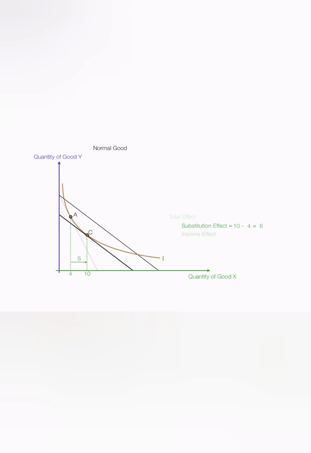Now I will move the budget line back to its correct location, which is point B right there. Again, to do the substitution effect, I just move it back and forth parallel like that. And this distance right there is the income effect. And that's 17 minus 10. And I will label that I.